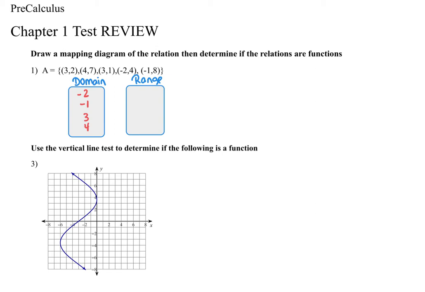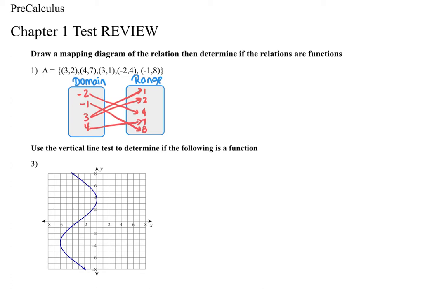My range goes 1, 2, 4, 7, 8. And then I just draw a line. My 3 goes to my 2. My 4 goes to my 7. 3 goes to 1. -2 goes to 4. And -1 goes to 8.